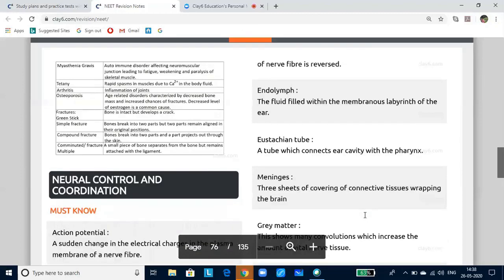Myasthenia gravis is an autoimmune disorder affecting the neuromuscular junction, leading to fatigue, weakening, and paralysis of the skeletal muscles. Muscular dystrophy results in progressive degeneration of skeletal muscles, mostly due to a genetic disorder. Tetany is a condition of rapid spasms. Spasm means wild contractions in the muscles due to low calcium ions in the body fluid.